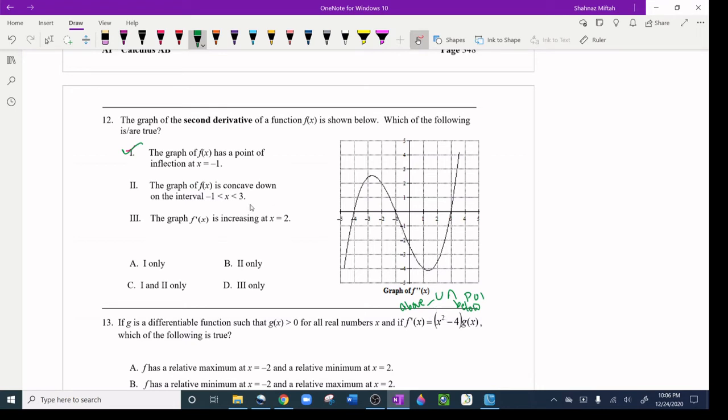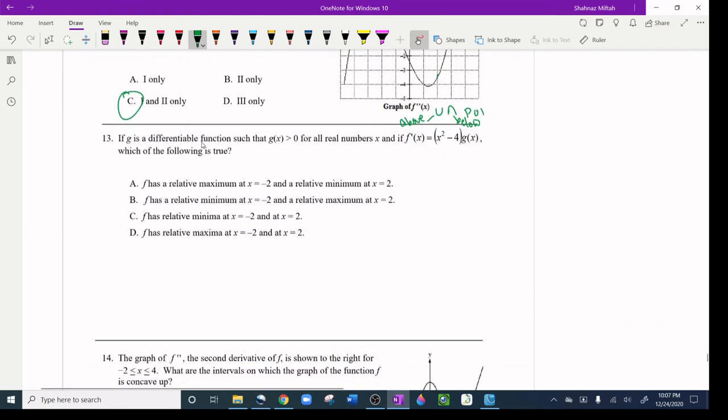So yes, that's true. If you guys check my chart, you can check the concave up and down for the f double prime, it's below and above the x-axis. The graph of f prime is increasing at x equal 2. It's double prime, so I don't know if it's increasing or decreasing. So 1 and 2 are correct. It's C.